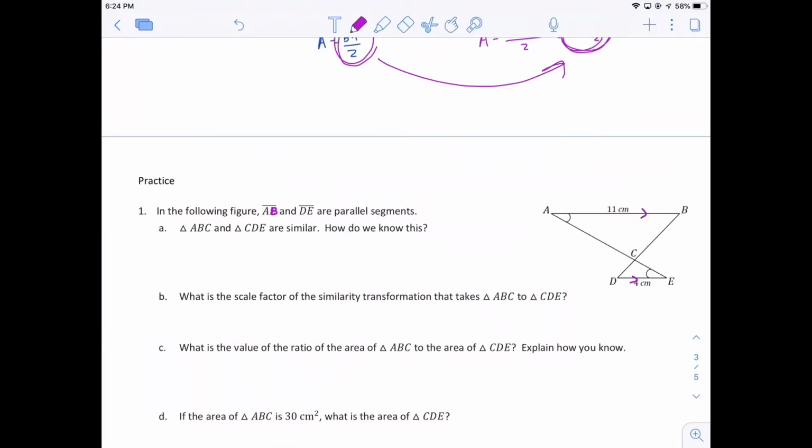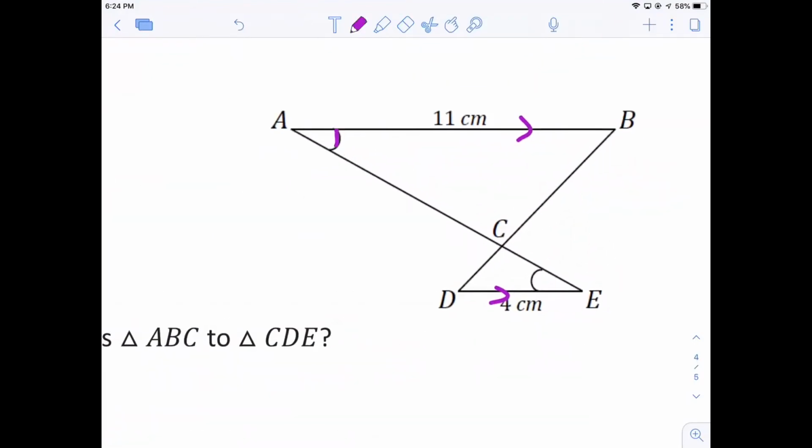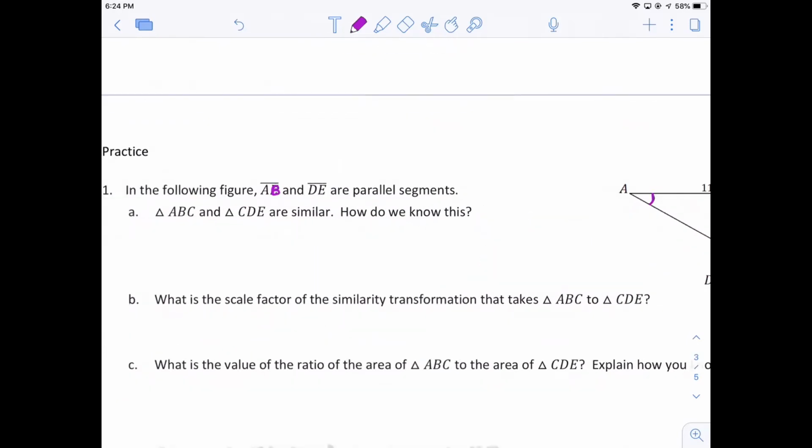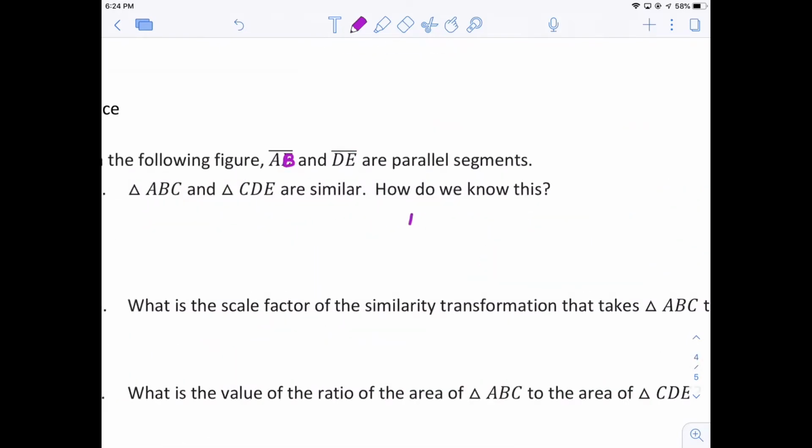How do we know this? Well, pretty simple. If these are parallel, these are alternate interior angles. They already labeled that for us. These would also be alternate interior angles. These are vertical angles. So they're similar. We know this by angle-angle.